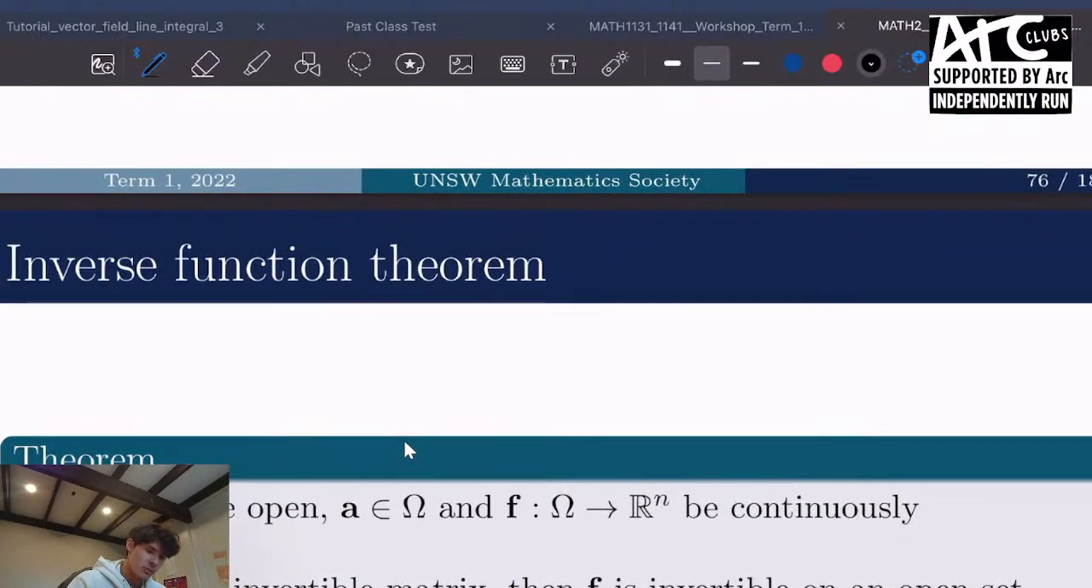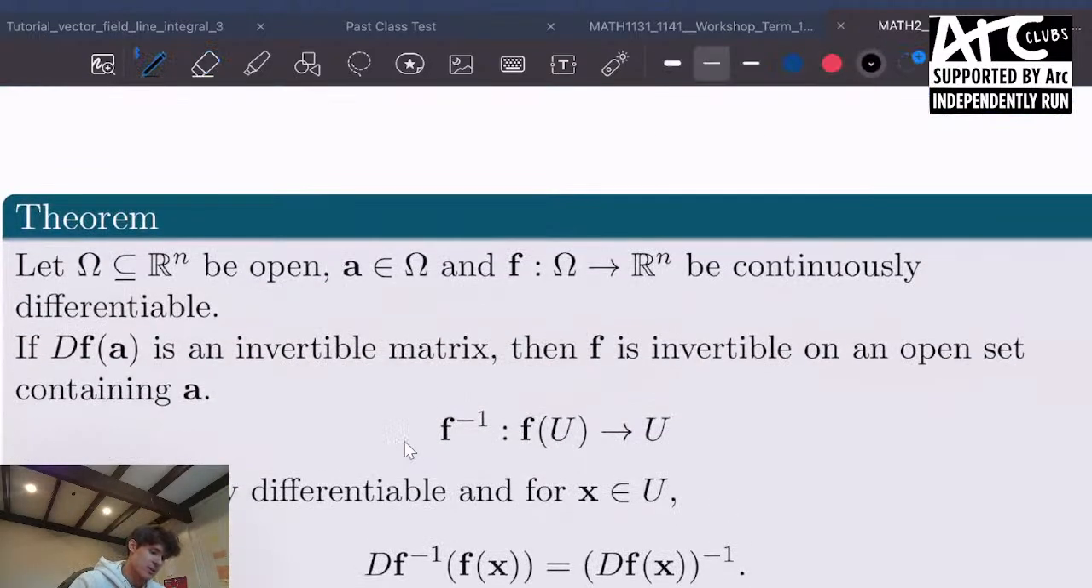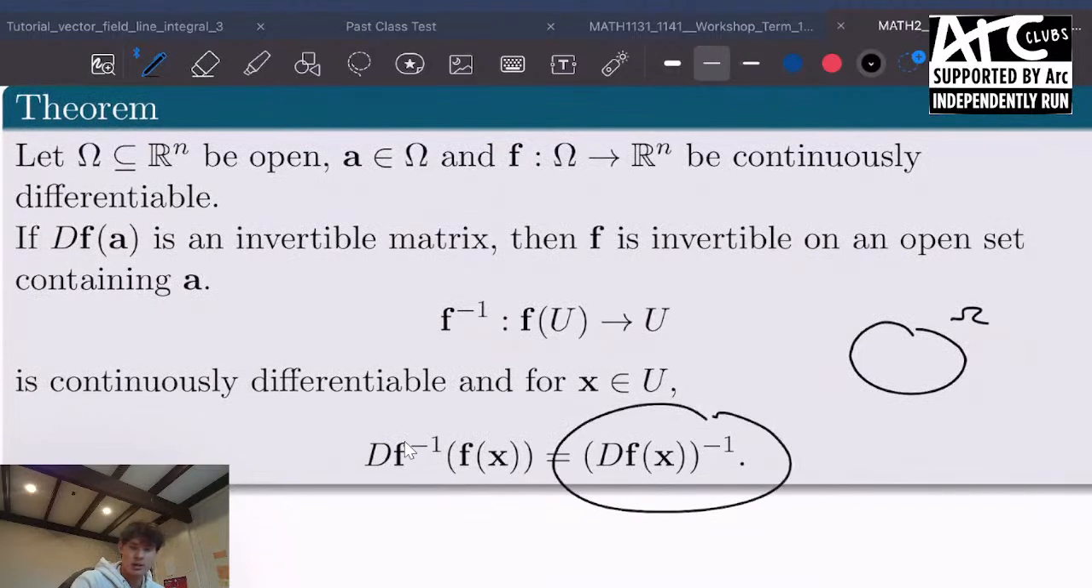Now we're going to be moving on to the inverse function theorem. What the inverse function theorem says is that with a continuously differentiable function on an open set, as long as the derivative is an invertible matrix, then f is invertible on an open set containing A. When we find the matrix and see that it's invertible around the open set, we can say that the function is invertible, and furthermore, we can use its inverse matrix as the derivative of the inverse function.